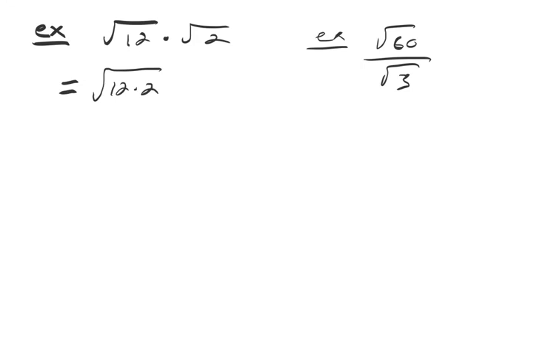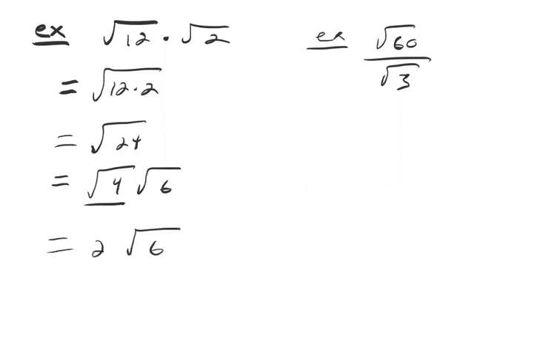That was one of the rules we had just a few minutes ago. Well, what's 12 times 2? 24. Okay, now I need to simplify that square root. It's not simplified. Well, if you recognize, I could make this square root of 4 times square root of 6, because 24 is 4 times 6. Square root of 4 is 2. So I'm left with 2 square root of 6 as my simplified answer for that.